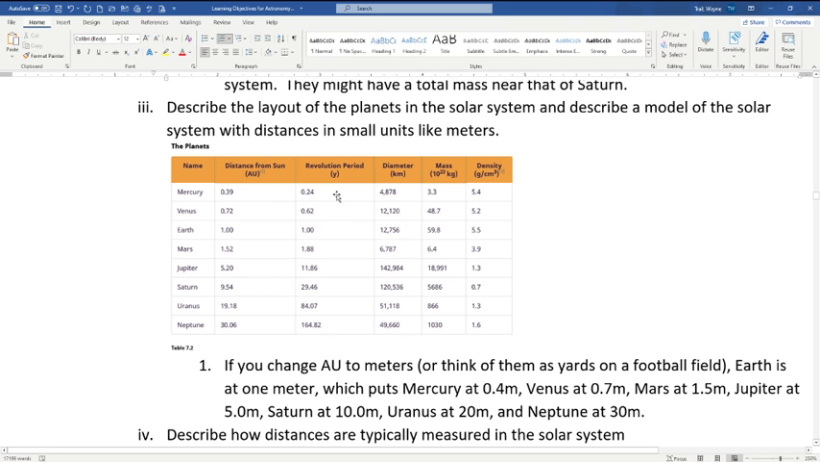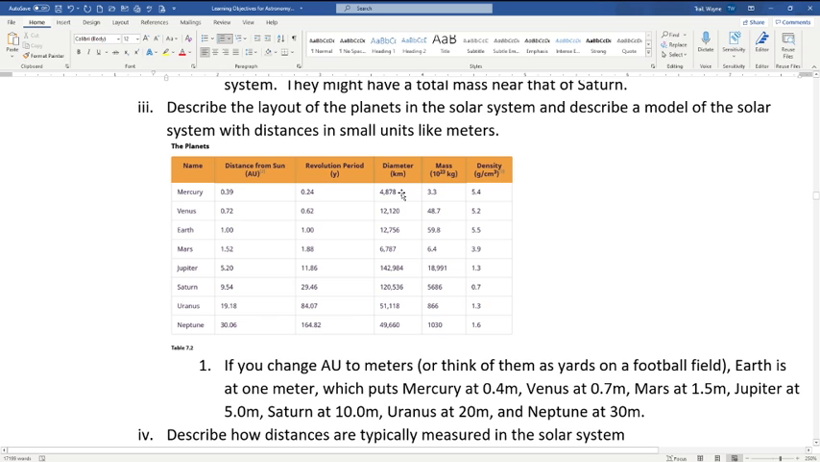So let's talk about the orbital period. These are in Earth years, so Earth's orbital period is obviously 1 year. Mercury is about a quarter of a year. Venus is a little more than half. Mars is almost 2 years. Jupiter takes 12 years to go around the sun. Saturn 30, Uranus 84, and Neptune 164.